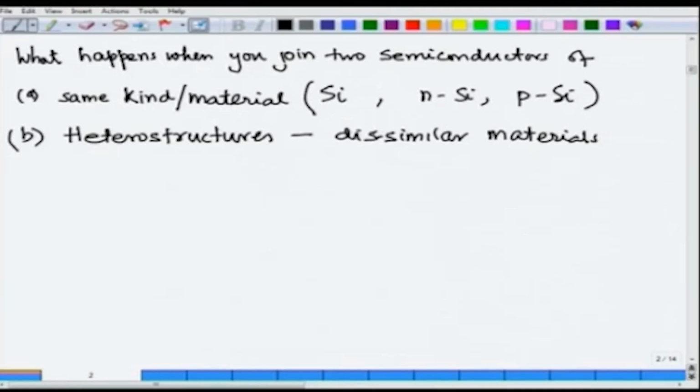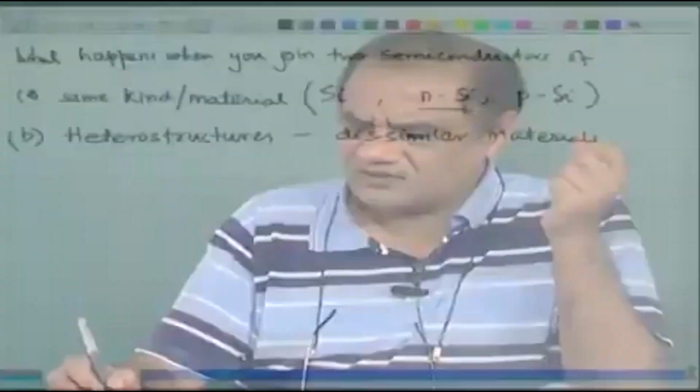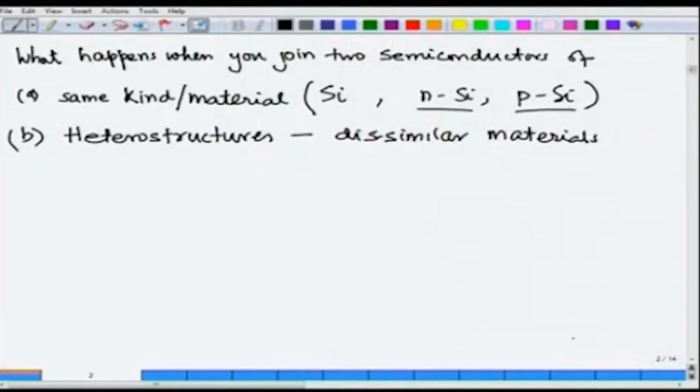The only difference is that N-type silicon has phosphorus doping, in parts per million, a very small amount. Similarly, P-type silicon has boron doping, again parts per million, a very small doping. Otherwise, the material remains the same. It's the same kind of material.